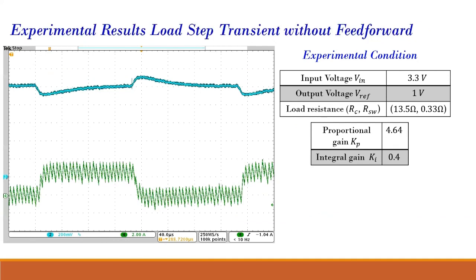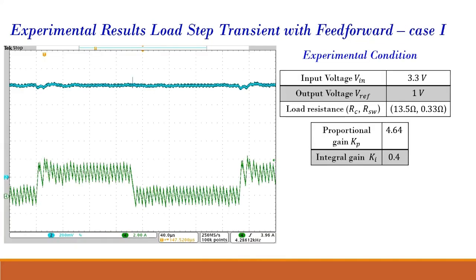Okay. So when this load step transient occurs, you will observe the dip. This is without feed forward. There's a dip and there's a rise. The load has stepped up, the load has stepped down. This is without feed forward. But with feed forward, you will see this has been reduced. Over here it is virtually not there, and here it is reduced.